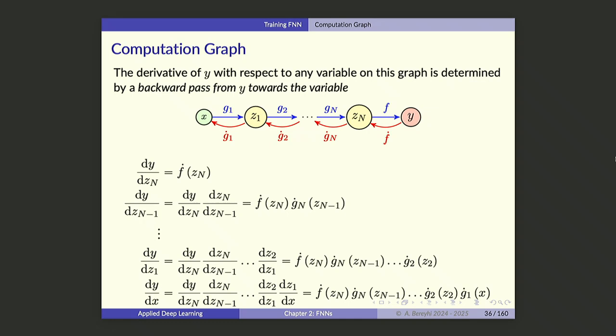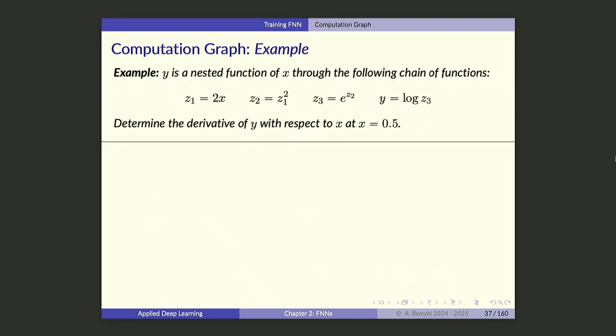OK. So if everybody's clear, let's try to have one example. So let's consider this particular example. OK? And now, what is happening in this example? We have one variable x, which you can choose to be some number. And then once you fix x, you're going to have z1, which is 2 times x. And then you have z2, which is z1 squared. You have z3, which is the exponential function of z2. And finally, you have your output y, which is log of z3.